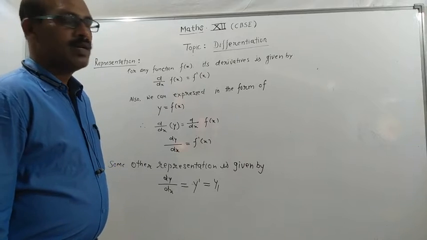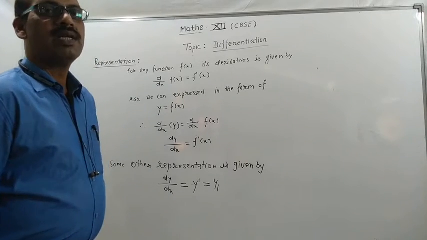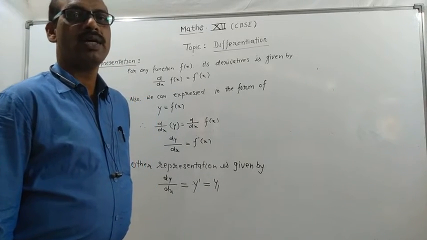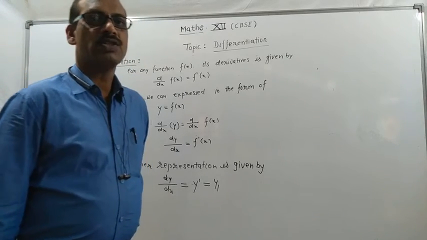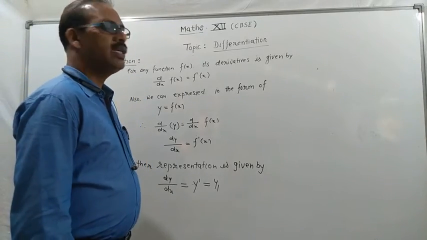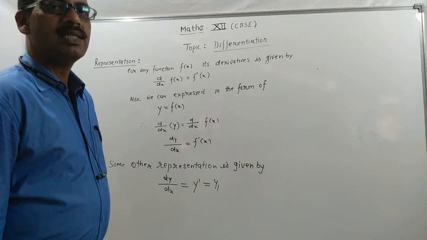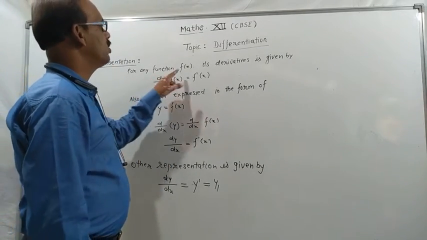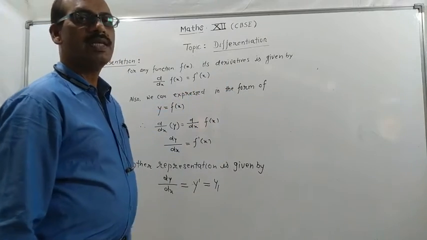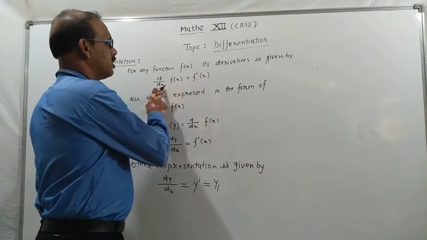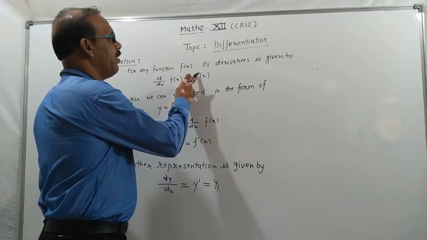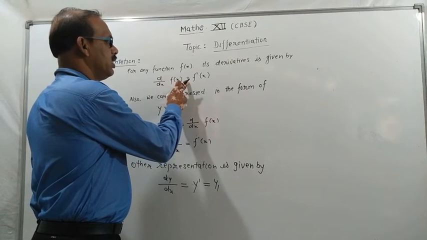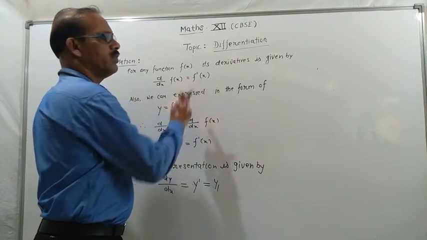If any function, there are different types of function: algebraic, trigonometric, exponential, logarithmic, inverse function. Okay, so for any given function, suppose we represent that function by f of x. Therefore, for any function f of x, its derivative is given by d/dx of f of x is always equal to f dash of x. Derivative of any function f of x is always equal to f dash of x.